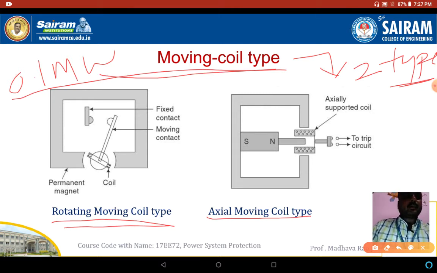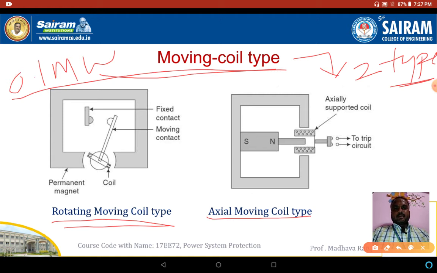Coming to the second type, axial moving coil type relays, having one permanent magnet, an axially supported coil and a tripping circuit. This type of relay operates only when a fault occurs. This type of relay is faster than the rotating moving coil type relays. Axial moving coil type relays are much faster than the rotating moving coil type relays.